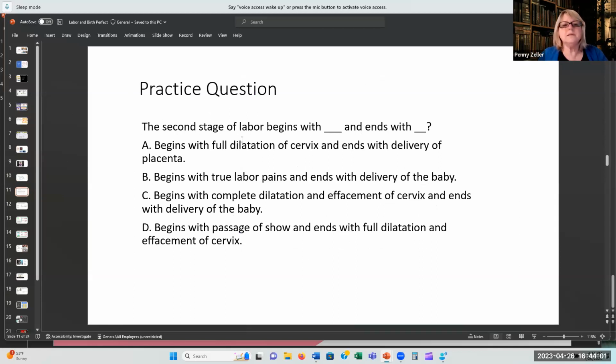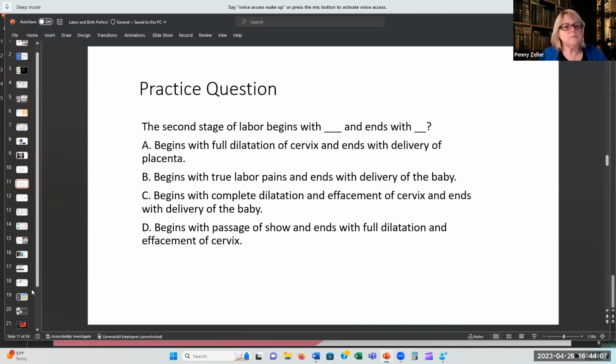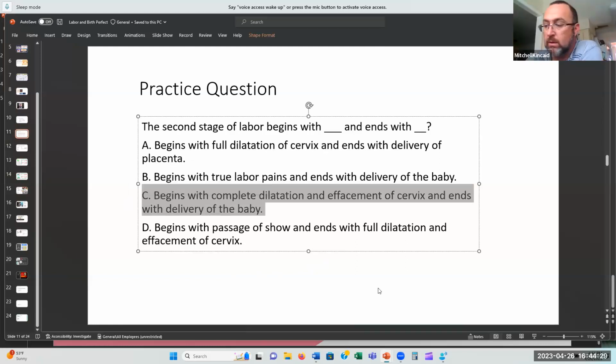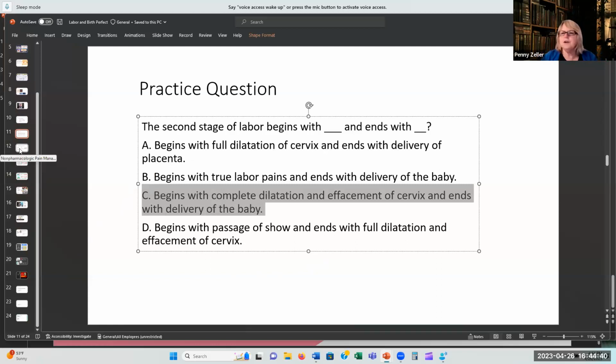What does the second stage of labor begin with? The full dilation and effacement. Full dilation, yes. A. Full dilation of the cervix and ends with the delivery of the placenta. Oh, no, that's not right. It's C. Yeah, delivery of the baby. Full dilation and effacement, and ends with the birth of the baby. So stage 2. Caught me off guard.